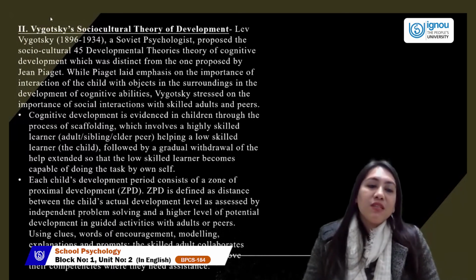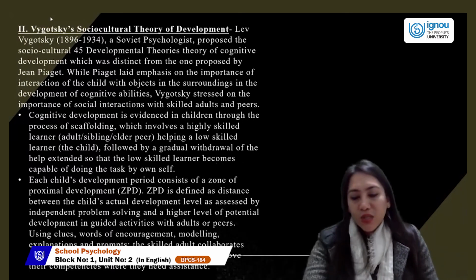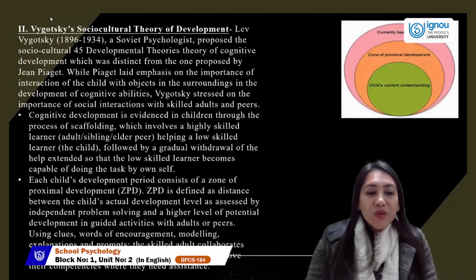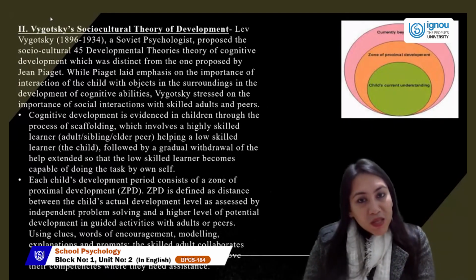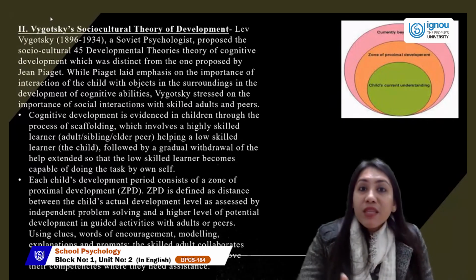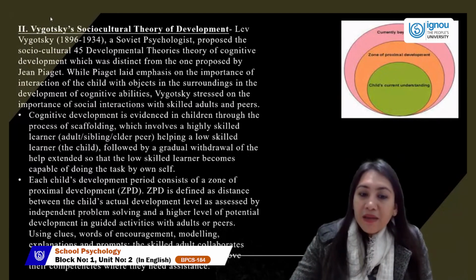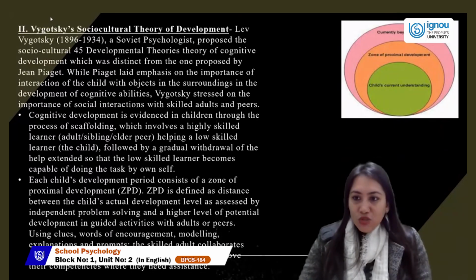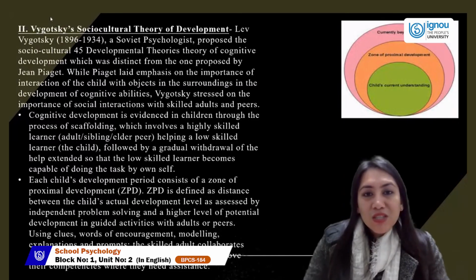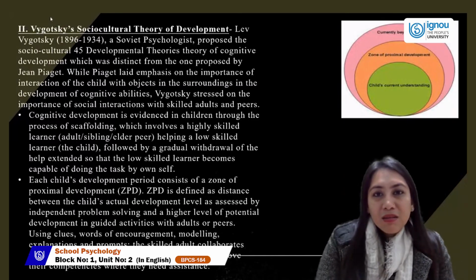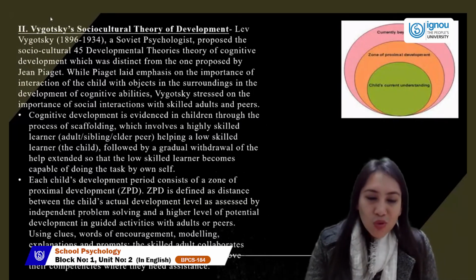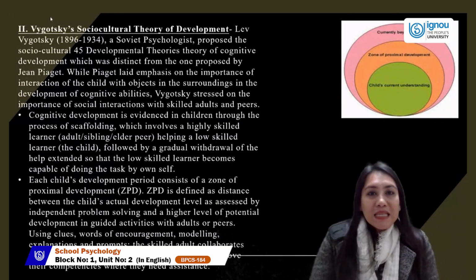Also, the zone of proximal development was another concept given by Vygotsky. ZPD is defined as the distance between the child's actual development when they are assessed by individual problem solving and when they are guided by higher level potential individuals. So the gap between the development is the zone of proximal development. So he said, what can a child learn alone and the difference of what a child can learn with an adult, that distance is called the zone of proximal development.